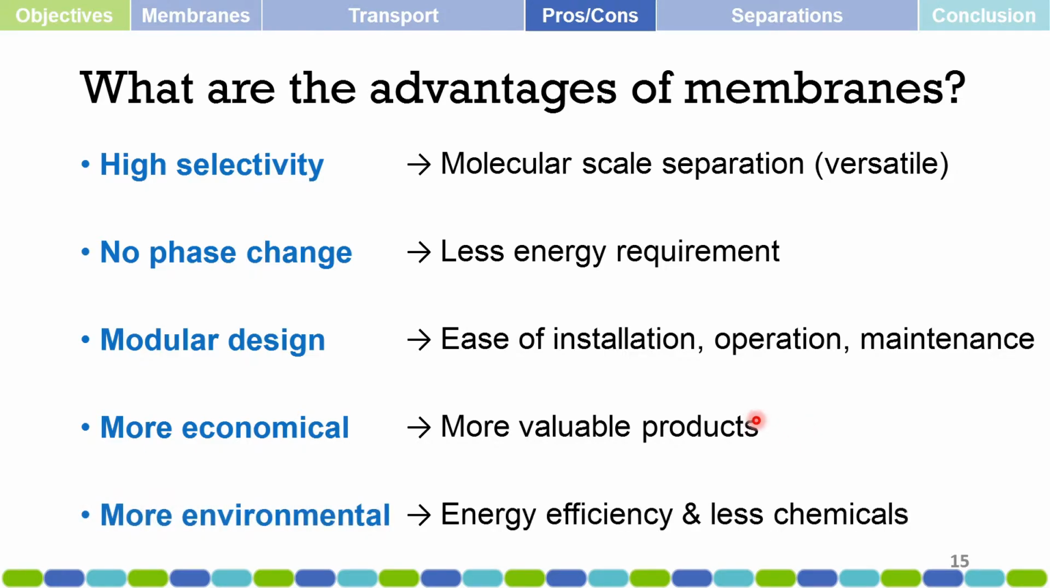And then fifth is that a membrane process is more environmentally friendly. When we say more environmental, it refers to the energy efficiency due to the lower energy requirement and the lower use of chemicals. Since in a general membrane process, you don't apply much chemicals into the process.